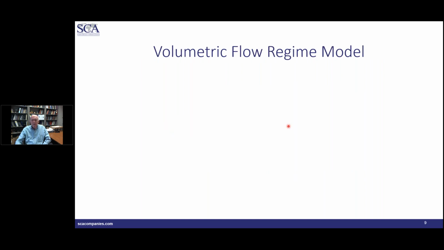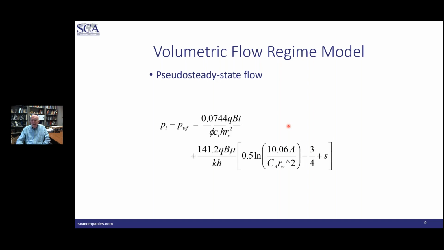All right, the second flow regime that's important for us to discuss is what I call the volumetric flow regime. The example that I want to illustrate of this flow regime is pseudo-steady state flow. And I give you a very detailed equation here. Let's not worry about the details. Basically, this equation says that pressure drawdown is proportional to time during pseudo-steady state flow.